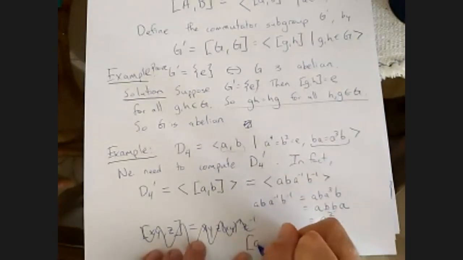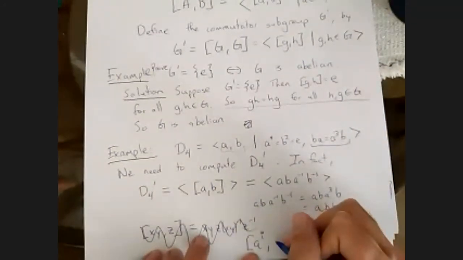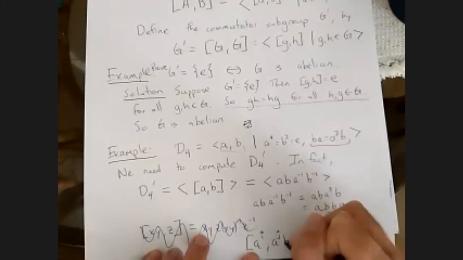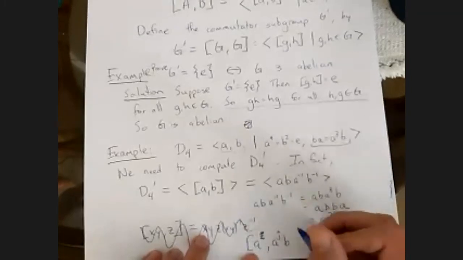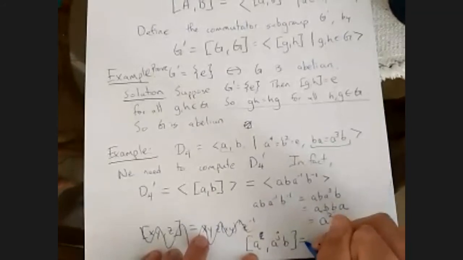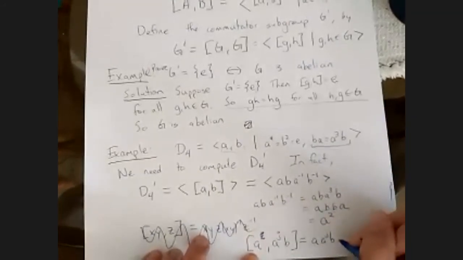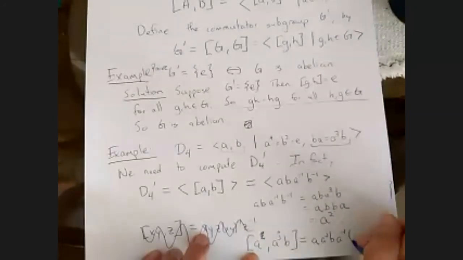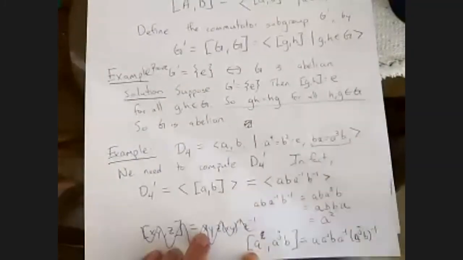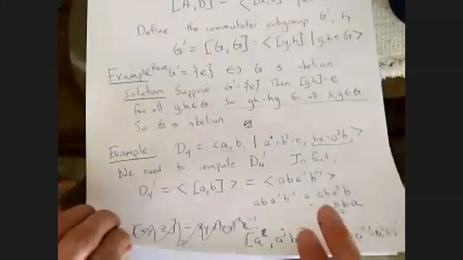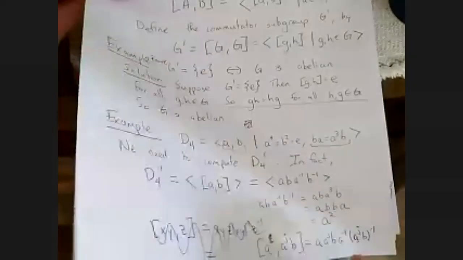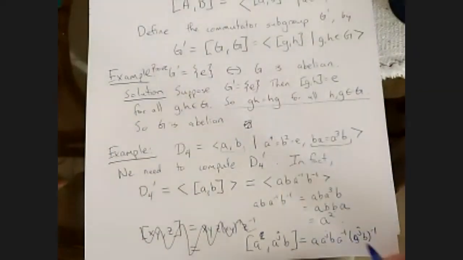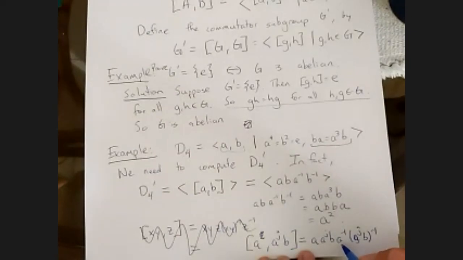So if you compute, for example, a to the i commutator with a to the j b, or let's compute the commutator of a with a to the j b, what do you get? You get a to the j b, then a inverse, a to the j b inverse. I'll continue on the next page. But basically B A inverse is just AB.